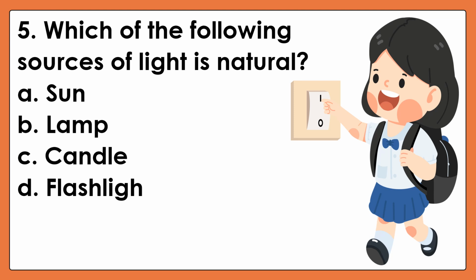Number 5, which of the following sources of light is natural? A. Sun. B. Lamp. C. Candle. Or D. Flashlight. The correct answer is letter A. Sun.